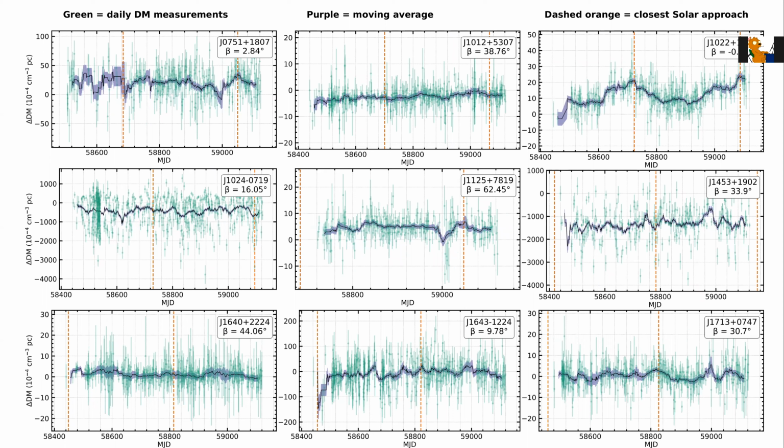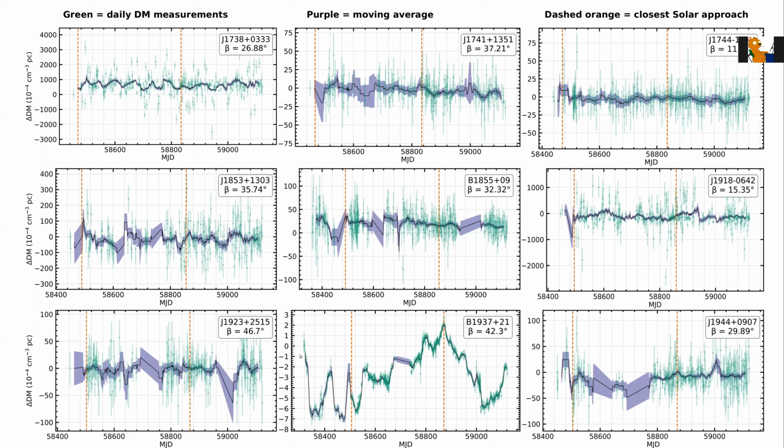So flipping through some more, we can see 1022 shows a really, really clear solar wind signal, this kind of annual sinusoid that has the maximum rate at the solar approach. This pulsar is by far one of the ones that approaches the sun the most closely, so it's not entirely unexpected.